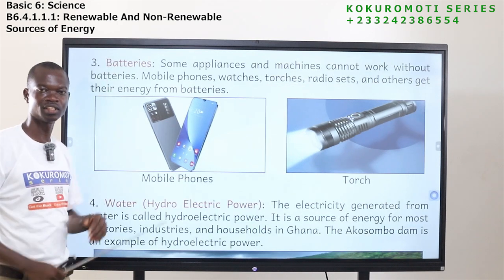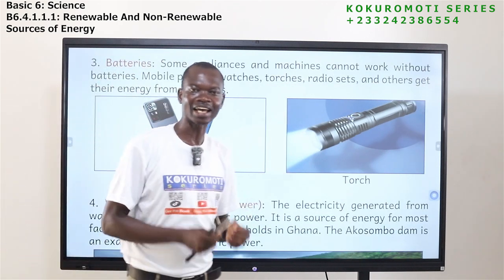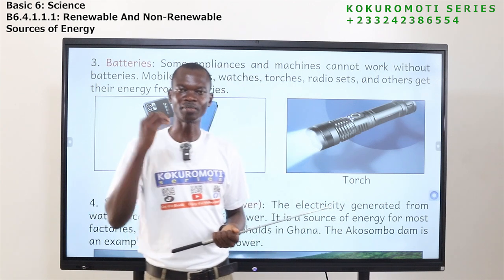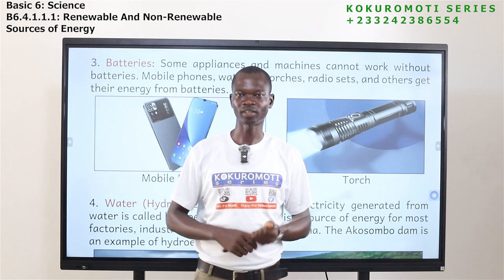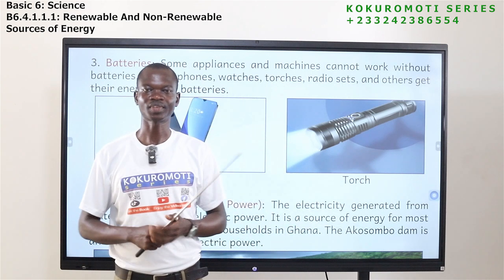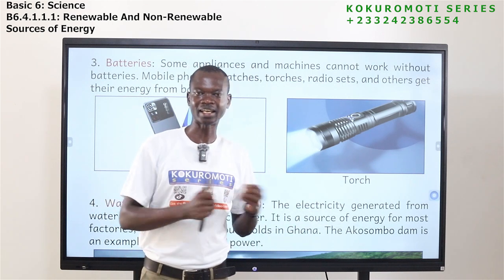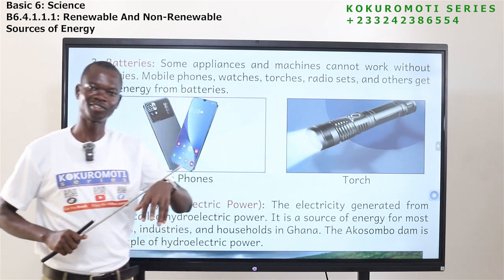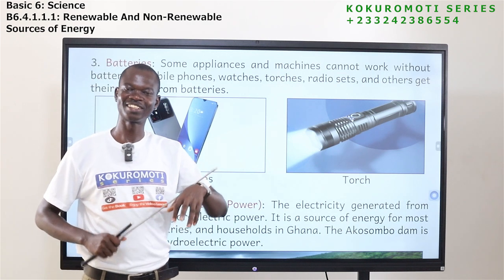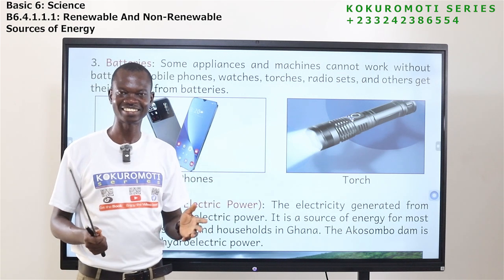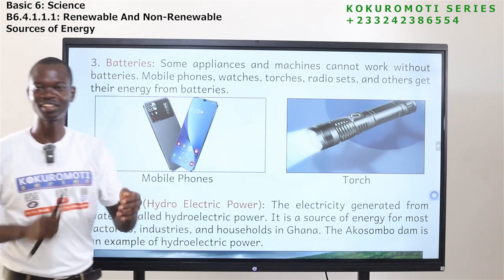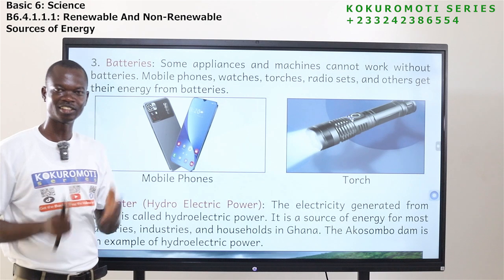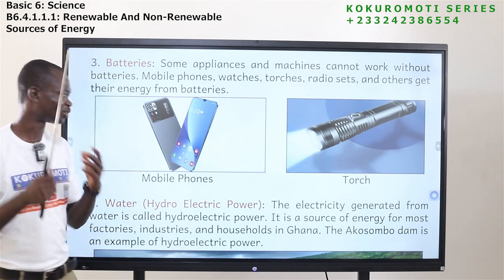Batteries. Mention items that are able to work or get their energy from batteries. Which means that without batteries, these items or these devices cannot work. What devices do you know that use battery? They get their energy from batteries. Watch, wristwatch, wall clock, and the rest, right? Without them, this one will not work. The wall clock will not work. The remote, without battery, it will not work.